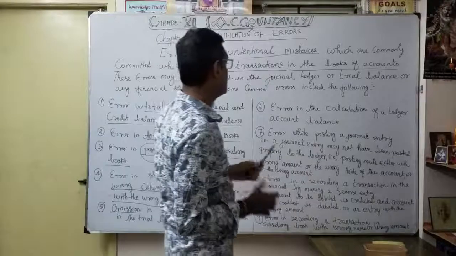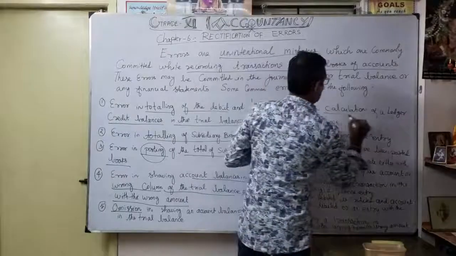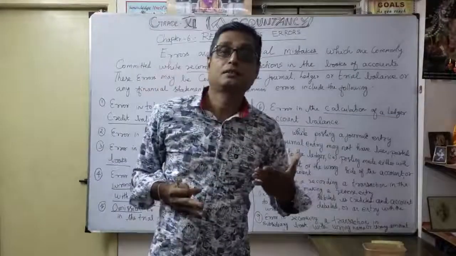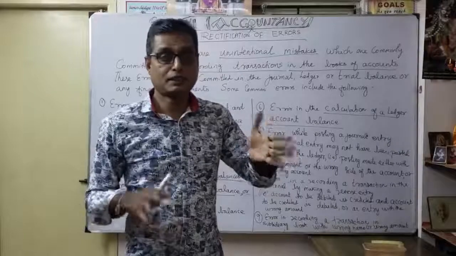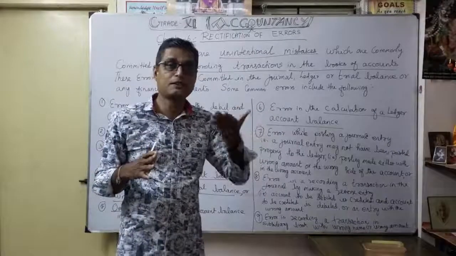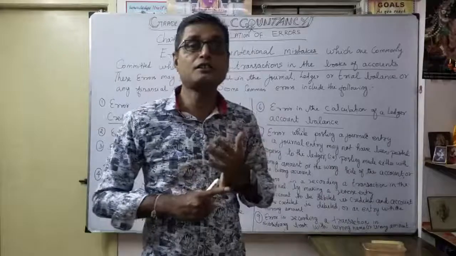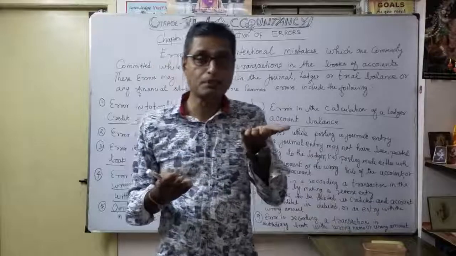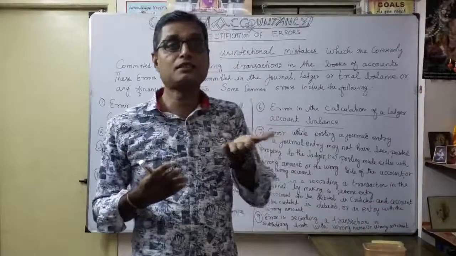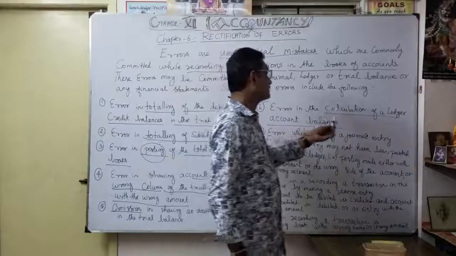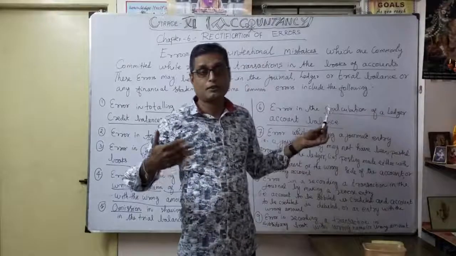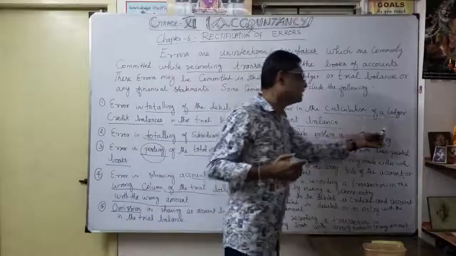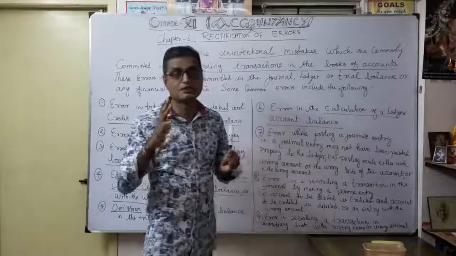Then, error in the calculation of the ledger account balance. As you know very well, balancing of the ledger. For example, purchases: once you close the ledger, you definitely have to get the balances. So the calculation of the balances is very, very important, like addition and reduction. When you have any balances, the calculation should be correct. That's the calculation error. When you do the addition, some mistakes occur during the calculation of the ledger account balance. That's the sixth important possibility.